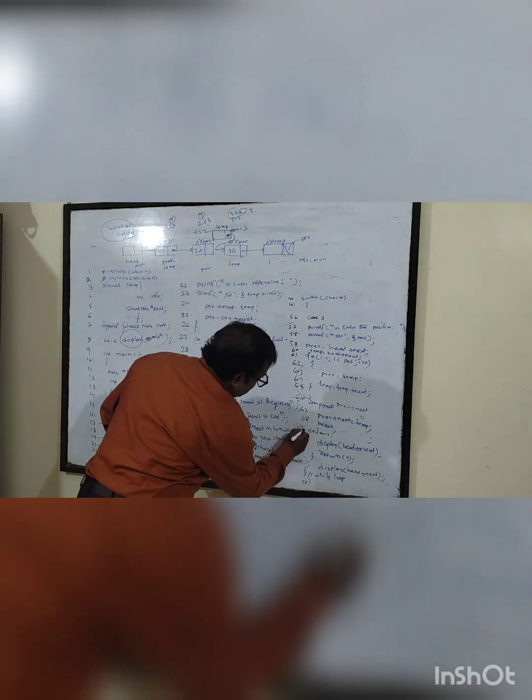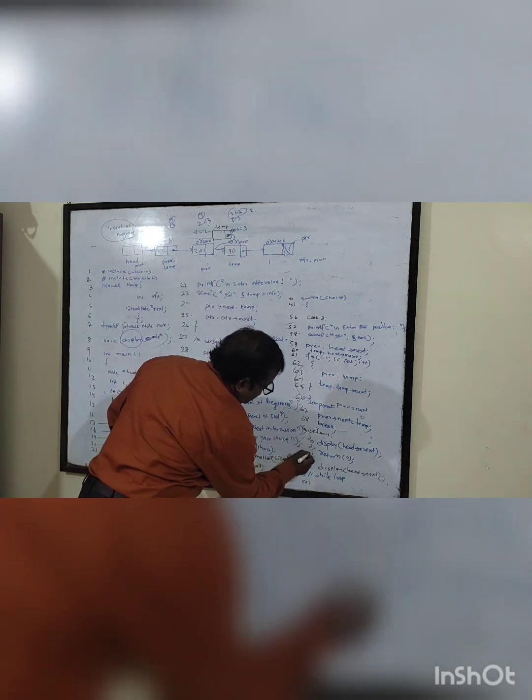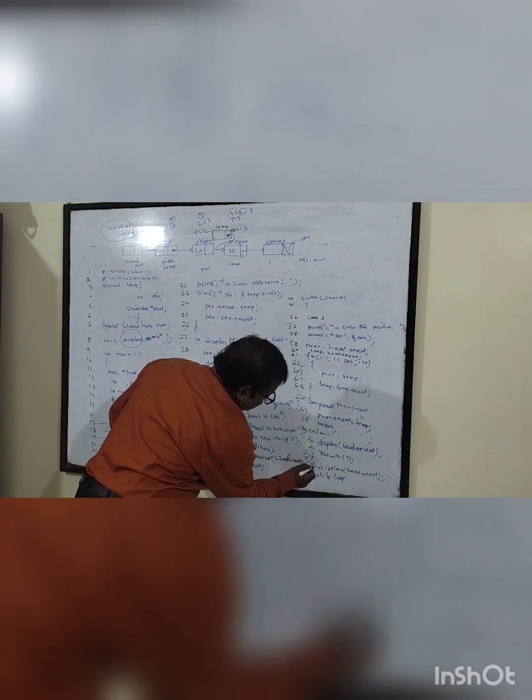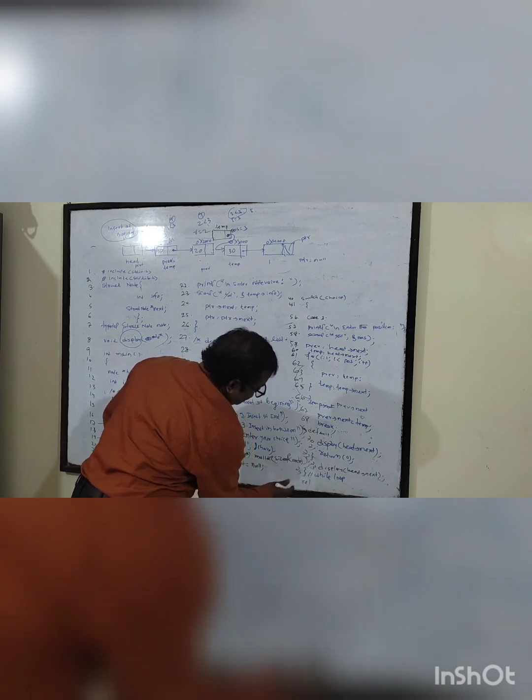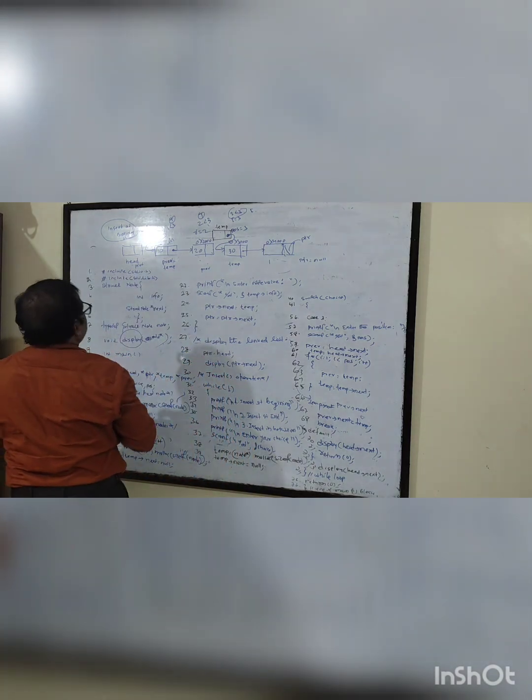68, 69, 70, 71, 72, 73, and it is 74. And the last one is 75, which is return. Okay, return 0. And line number 76, end of main block. Right. So it is the end of the main block.